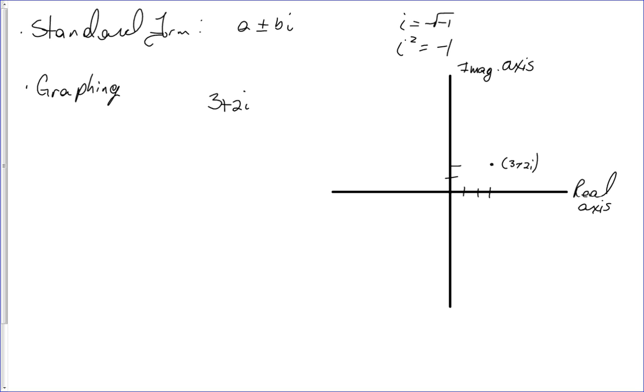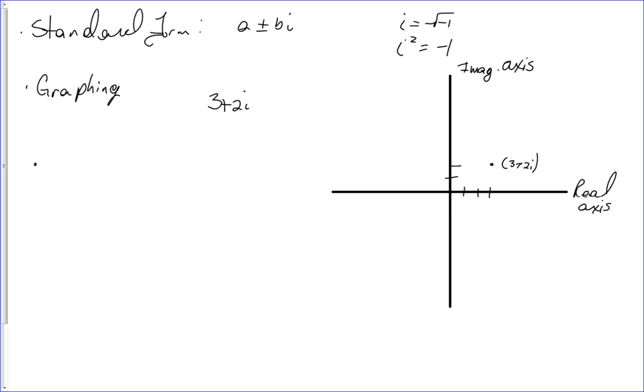All right, you graph them on your complex plane, and you go right or left depending on if this is positive or negative. You go that many units over, and then you go up or down depending on whether this is positive or negative, however many units is here. Okay, so graphing them is not too bad.